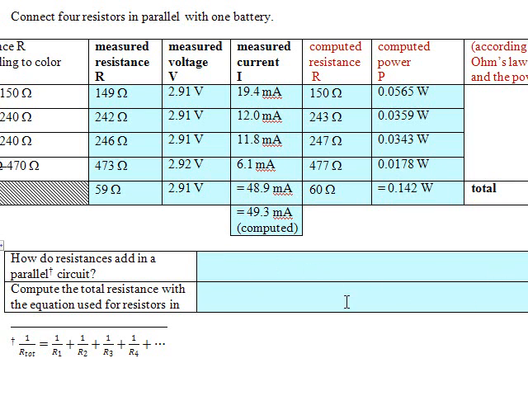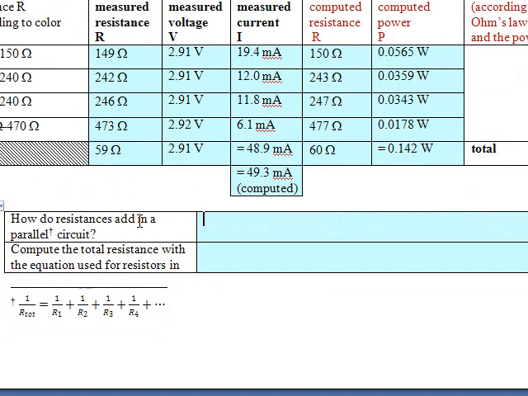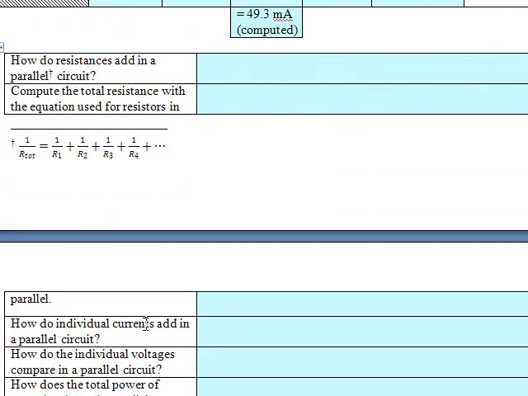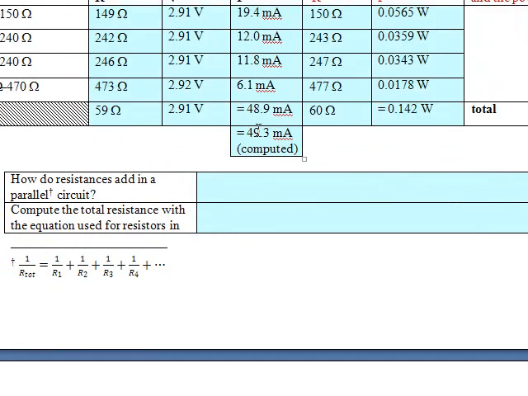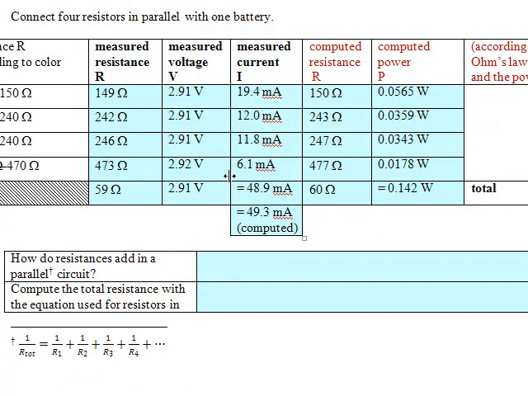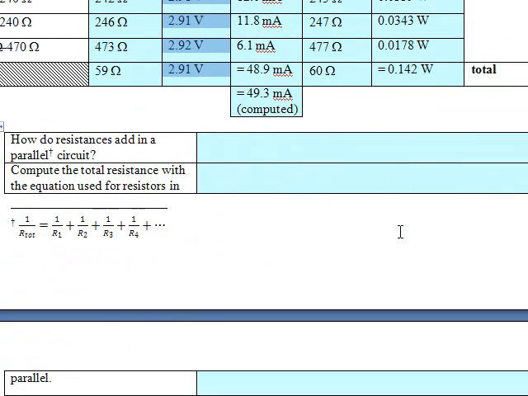Okay, in parallel, how do resistances add in parallel? And I get to that in just a moment. Compute the total resistance and so on, I get to in just a moment as well. How do individual currents add in a parallel circuit? Well, they add straightforward. Just add them and you come up with the total current, as you can see here when you compare these two numbers. How do the individual voltages compare in a parallel circuit? Well, they're all the same across each of the resistors that are in parallel.